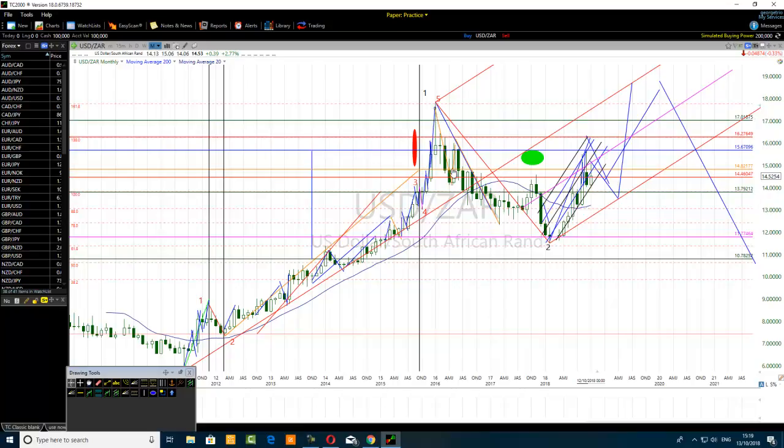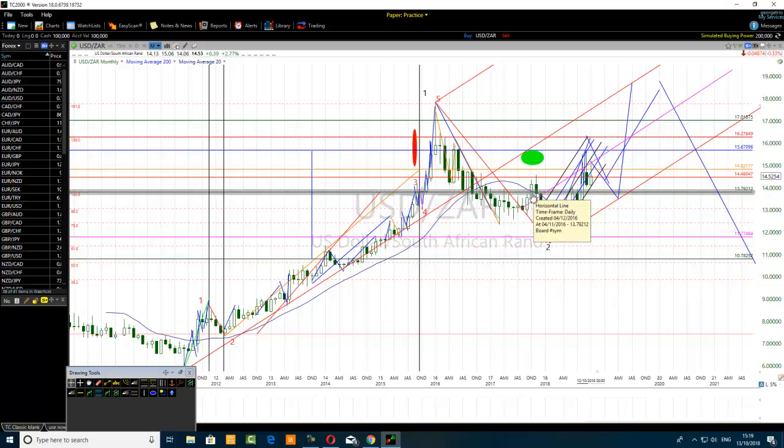Suppose what we are calling 1, 2, 3, 4, 5 today is in fact a messy 1, 2, 3, which means the move from here all the way down here is counted as one, and this one becomes two, and this one becomes three, which means all the 1, 2, 3, 4, 5 we're talking about is just a messy 1, 2, 3. If that is the case, that's another scenario. We will expect a flat correction as we were expecting it originally.